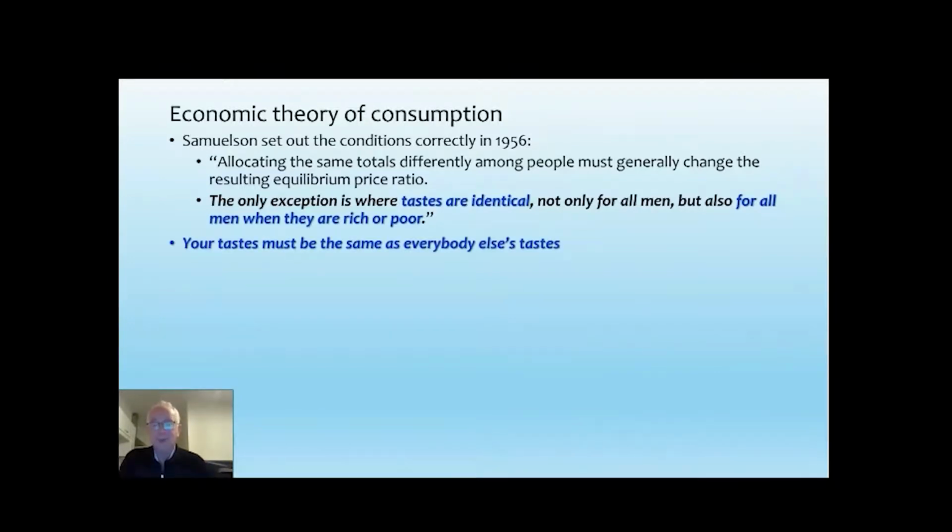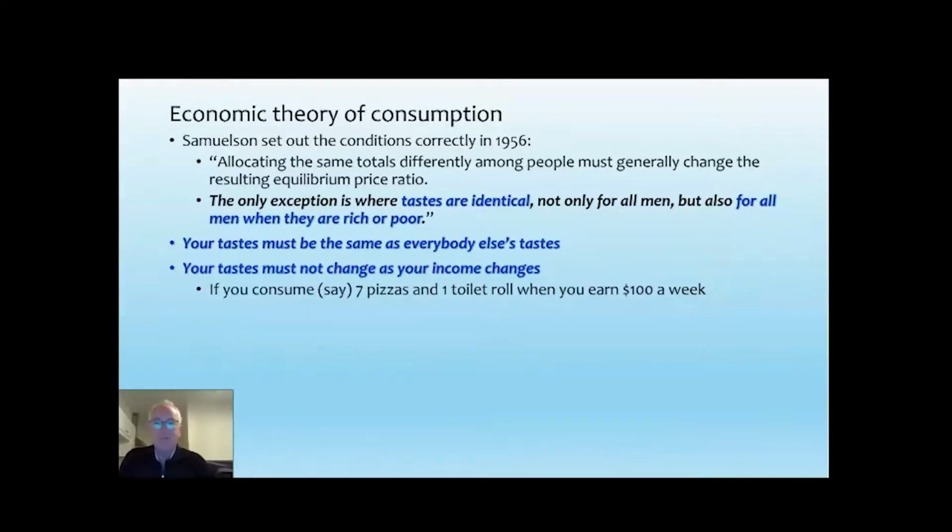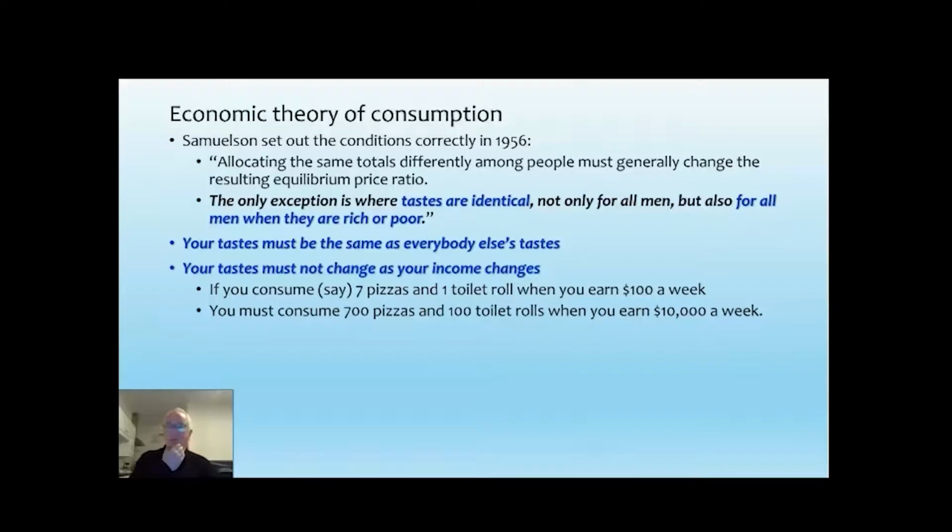So for this to work, your tastes have to be the same as everybody else's tastes, and your taste must not change as your income level rises. So if you consume, say, 7 pizzas and 1 toilet roll when you earn $100 a week, you've got to consume 700 pizzas and 100 toilet rolls when you earn $10,000 a week. There's a slight complication there in terms of marginals and the point of intersection of what's called an Engel curve with the horizontal axis, but generally speaking, that's a correct caricature of what's being assumed by neoclassicals to derive a downward sloping market demand curve from summing up the demand curves of individuals.